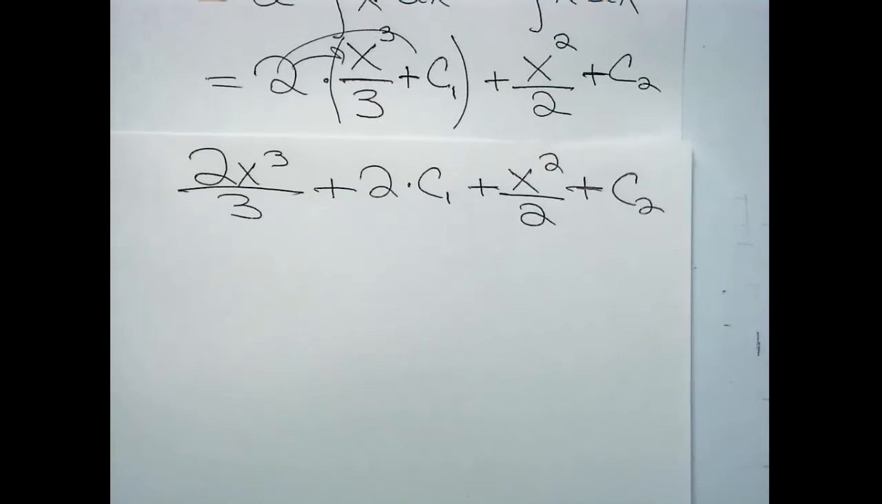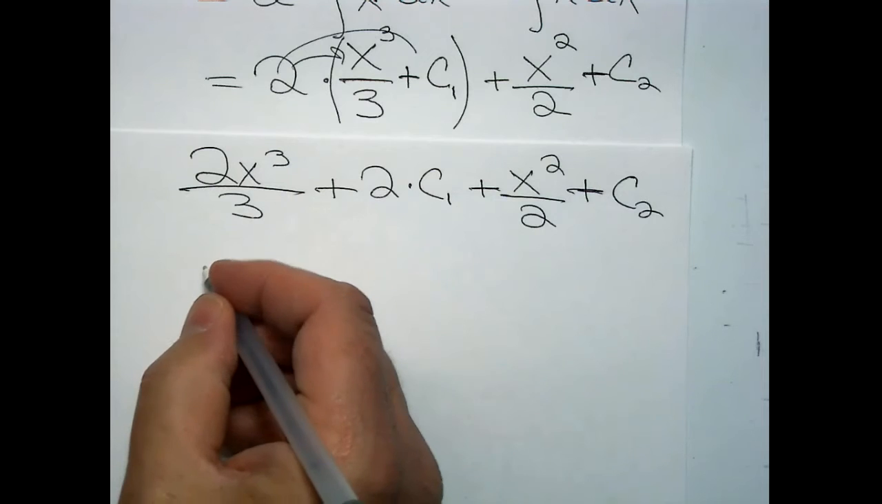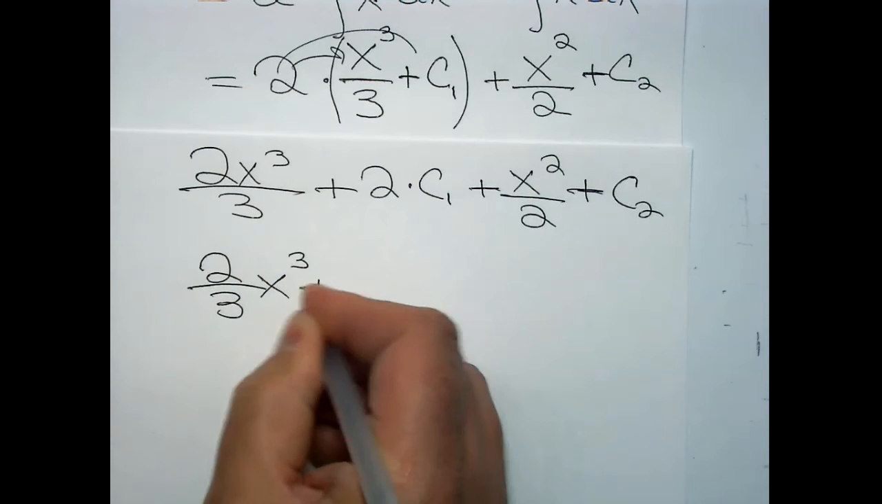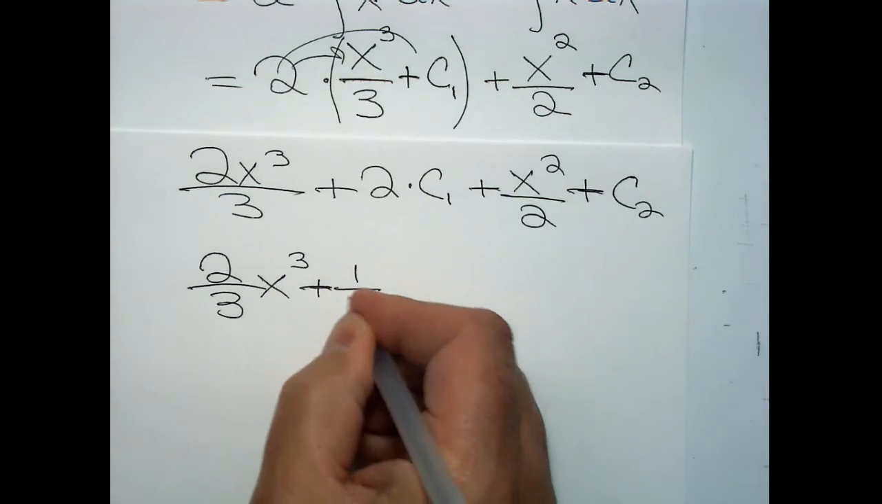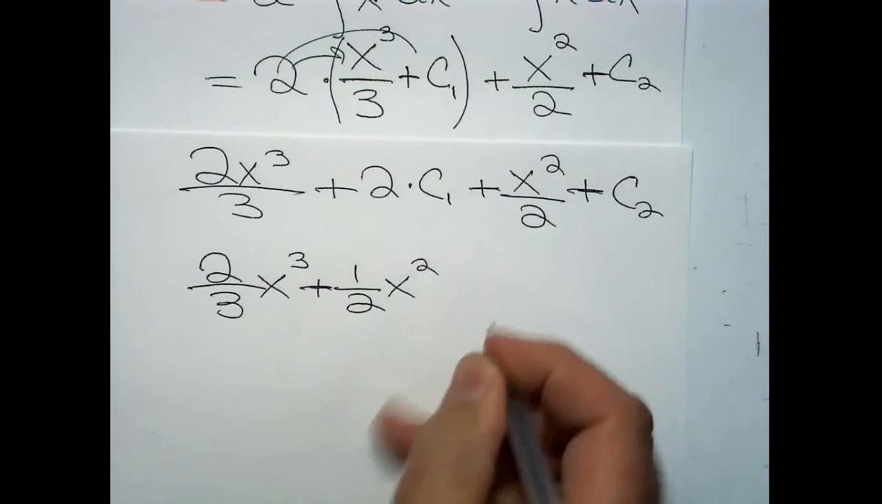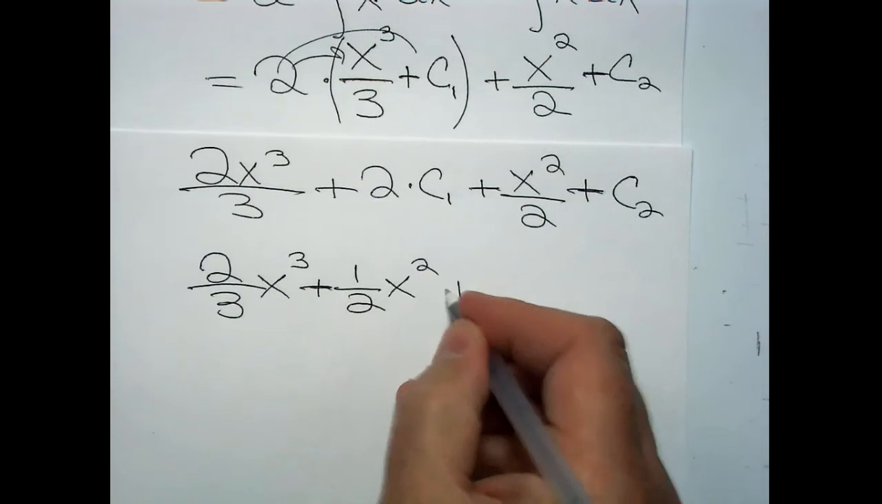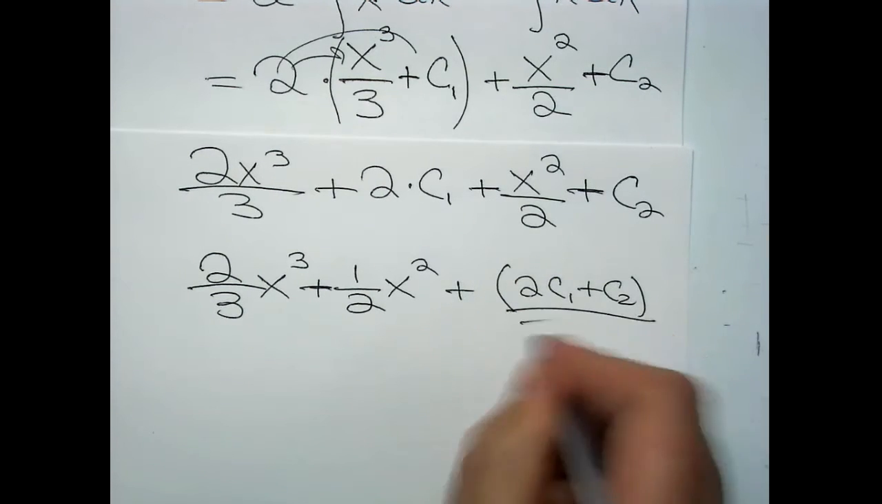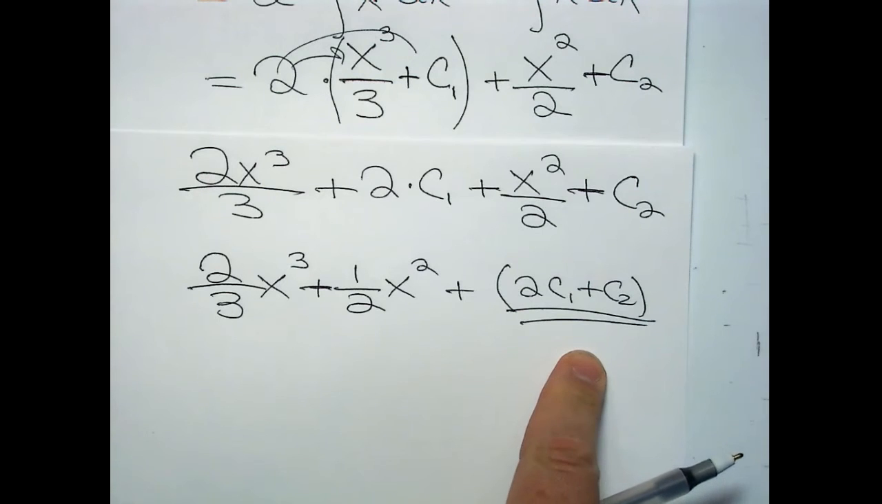Now what do we do in the end here? Well, let's get the x's next to each other. 2/3 x cubed plus 1/2 x squared, that's this one, plus all this stuff. Now, I want you to think about what's going on over here. C1 and C2 are just constants, and they can be any constants that you want. They're called the constants of integration, and they can be anything.